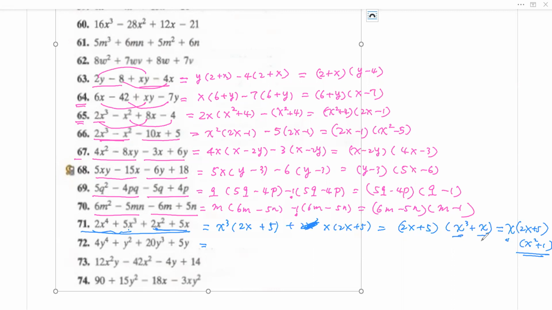So they are not prime to each other. They can be further factored, like 72. This is y. Each one has the common factor at least y. We take a y out first. All right, so the rest became 4y cubed plus y plus 20y squared plus 5. So right now you can group it again, right? Okay, so y.